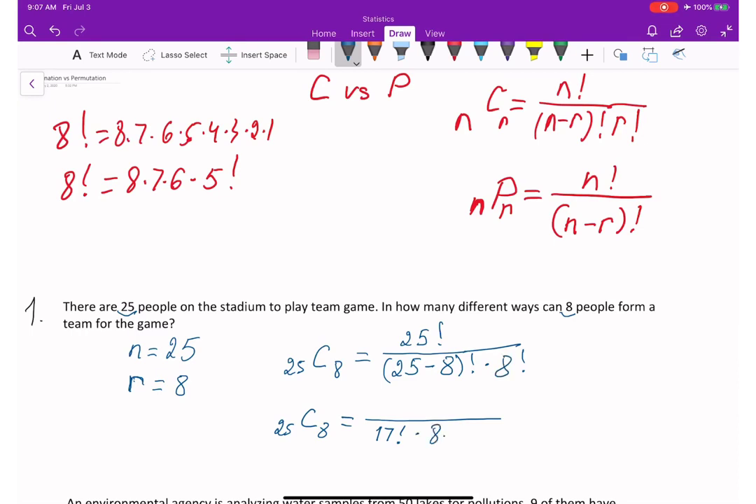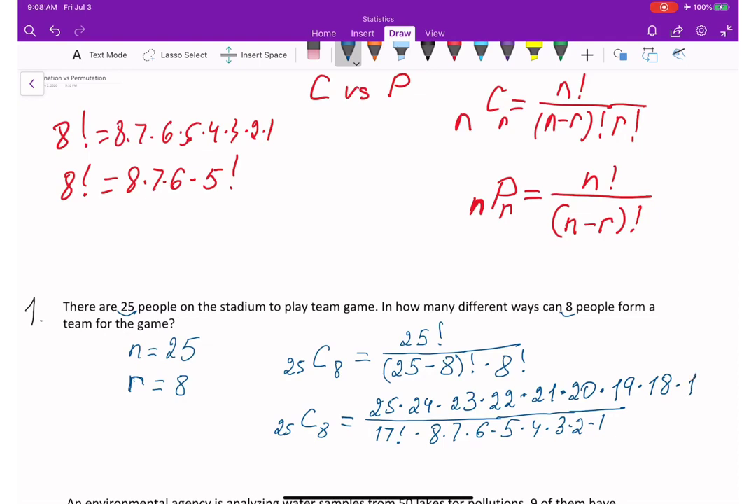I can open 8 times 7 times 6 times 5 times 4, 3, 2, 1. I don't have to put 1, I just put 1 so you can see we are going all the way from 8 to 1. And 25 I will open till 17. 25 times 24 times 23, 22, 21, this is multiplication, 20, 19, 18, 17. Well, I have had enough of writing these numbers.